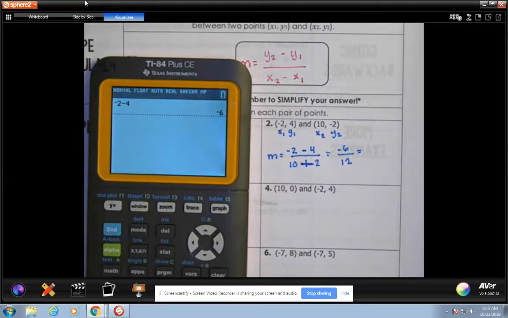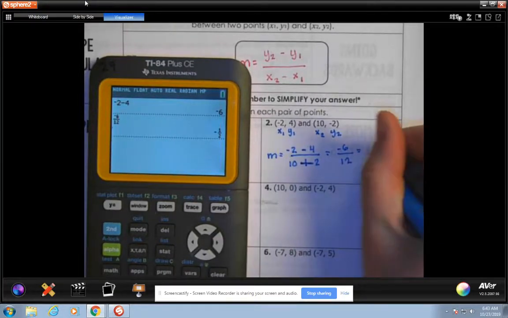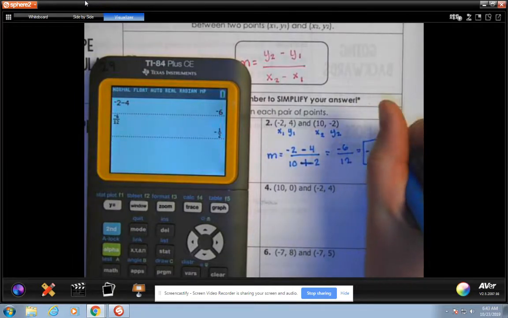If not, we can go ahead and box it up, and that's it. So remember, to get your fraction, you can hit alpha x. So new, I love learning new tricks. And negative 6 over 12. Then you can hit enter, and we would get negative 1/2. And this right here would be our final answer of the slope.